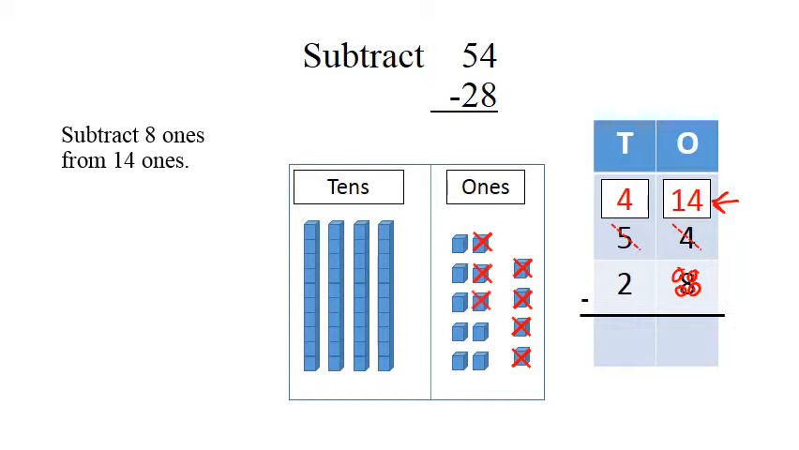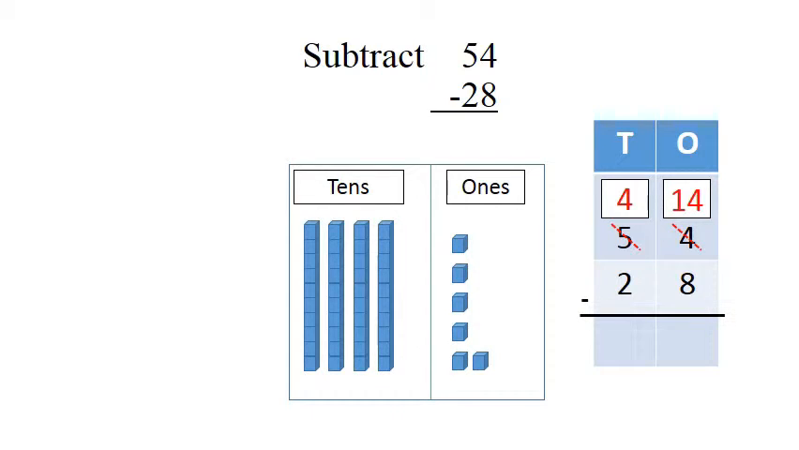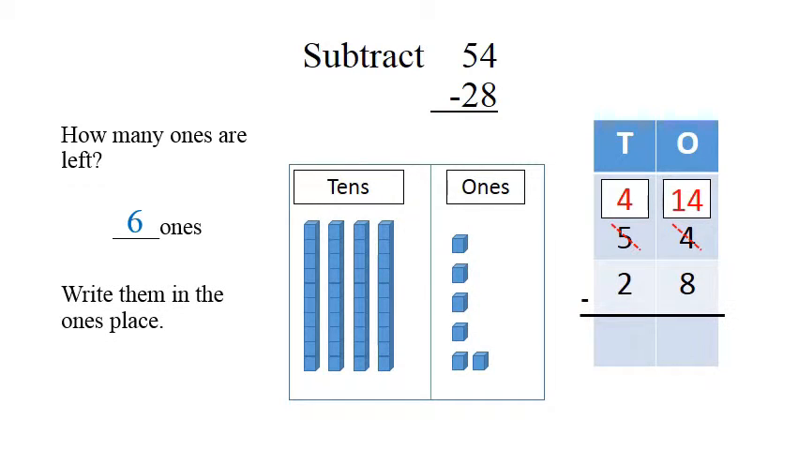As you can see, it's modeling over on the side, taking away those 8 ones. And as you can see, you have 6 ones at the end. So now it's showing that I have 6 ones over here. So I'm going to record that in the ones place.